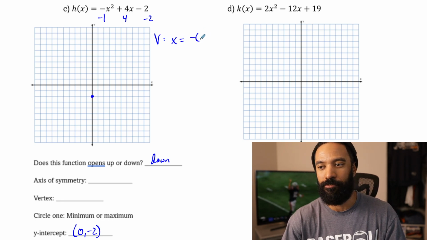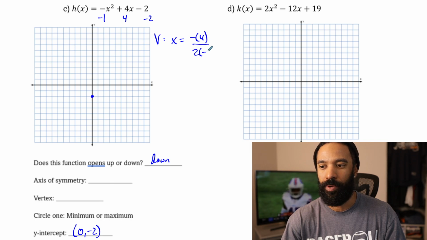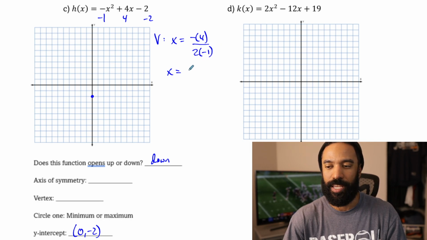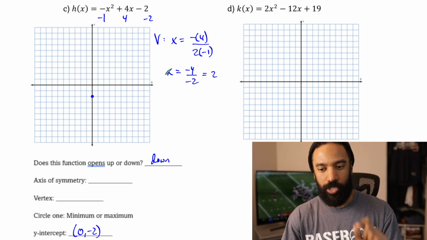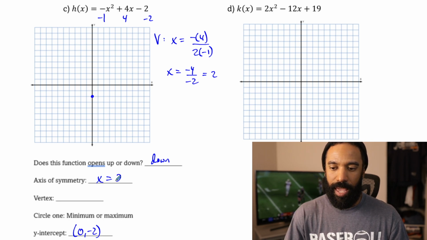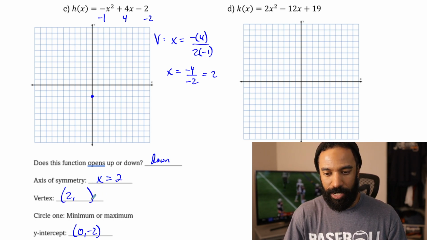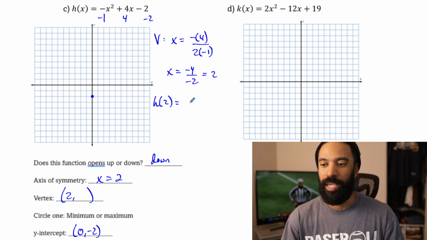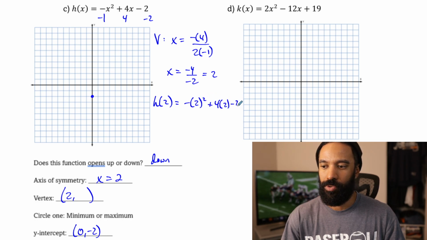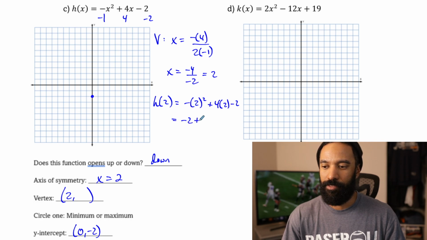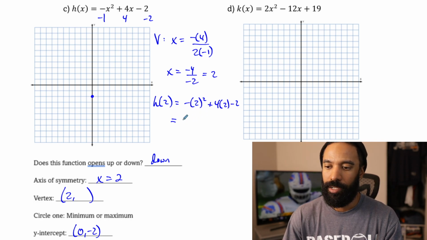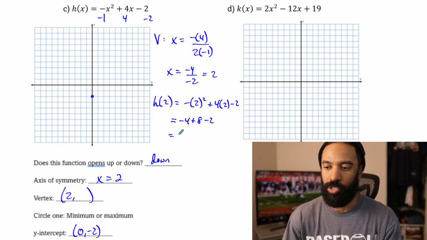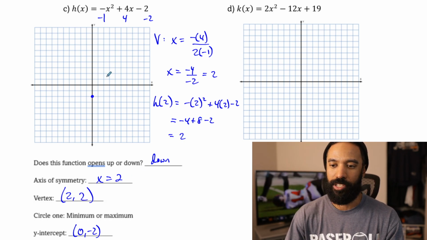The x value is going to be at negative b over 2a. When you are in standard form, you can find the x value of the vertex this way. Negative 4 over negative 2 is positive 2. So x equals 2 is the axis of symmetry and the value of x for your vertex. To find the y value of the vertex, we substitute 2 into the equation: negative 2 squared plus 4 times 2 minus 2, which is negative 4 plus 8 minus 2, which is 2. So you get 2 for x, you get 2 for y.